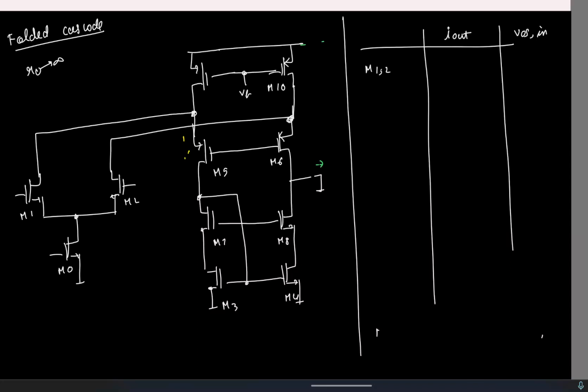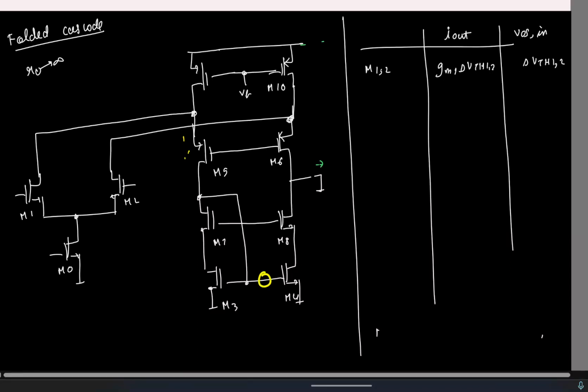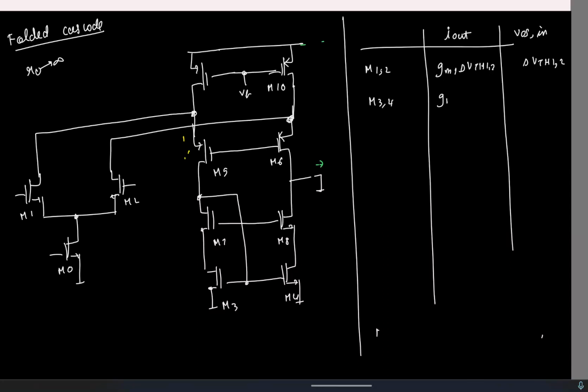Due to M1, M2, if I have a delta VTH mismatch, I'll add a voltage source. What will be the output short circuit current? GM1 times this, delta VTH12. So if I refer it to the input, similarly for 3 and 4, I'll have some voltage source here. Again, this will be incrementally short. Whatever voltage source you apply here will result in a current that flows to the output. So for M34, it's GM3 times delta VTH34.